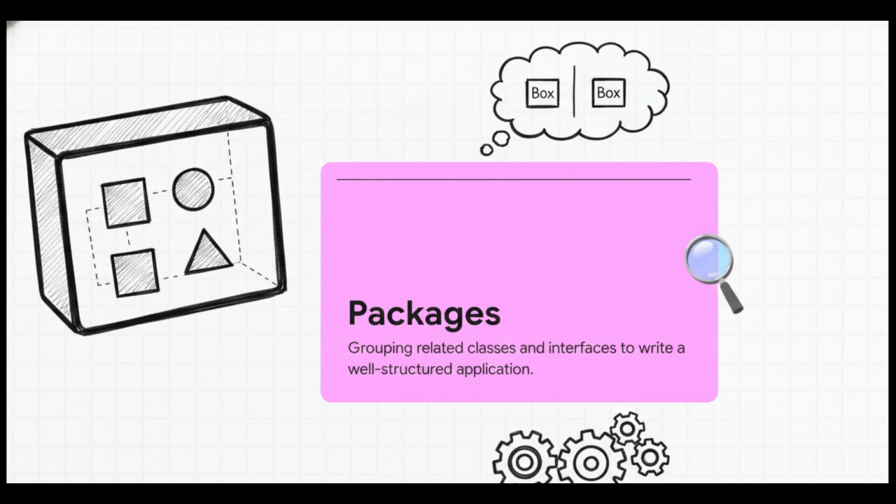It completely prevents naming collisions. So, for example, you can have two totally different classes, both named box, as long as they live in different packages, and it massively improves overall code modularity. It is the absolute key to managing scale.